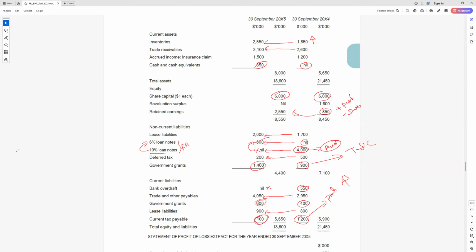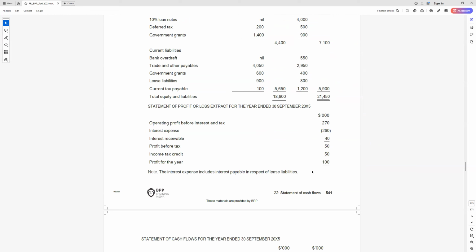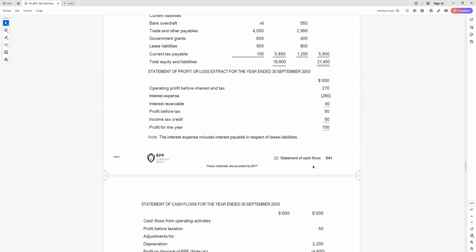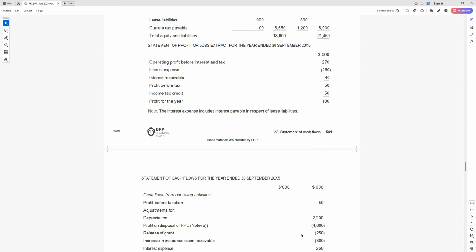All right, so let's have a look at what else we have. And now we have our profit and loss account. As I said before, it is possible the question can give you the profit and loss account only for the current year. They might not give you the profit and loss account for the last year, so you might not compare, like, whether the sales have increased or not.